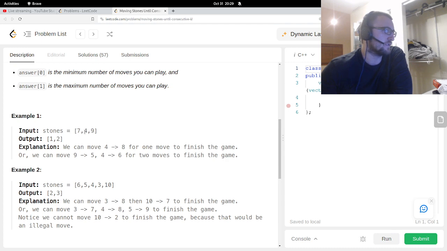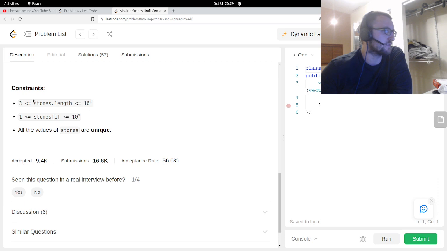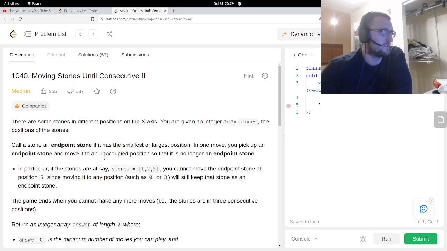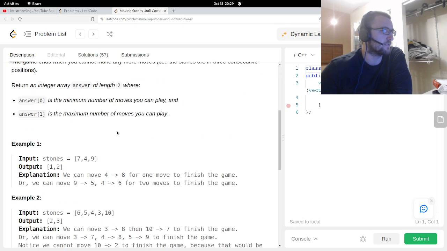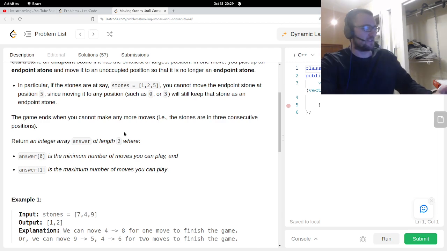So 7, 4, and 9. Probably should just sort the stones first. Only 10,000 of them. All the values are unique, between 1 and a billion. Not a lot of submissions in this one. Very high acceptance rate though. A lot of downvotes. Yeah, people didn't like this one, huh?